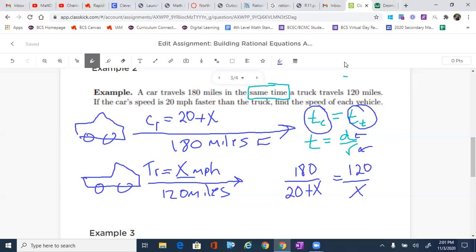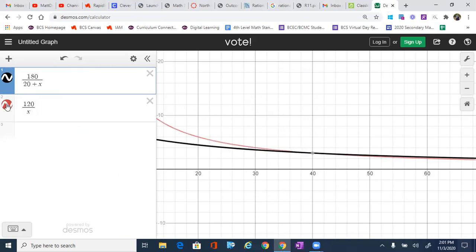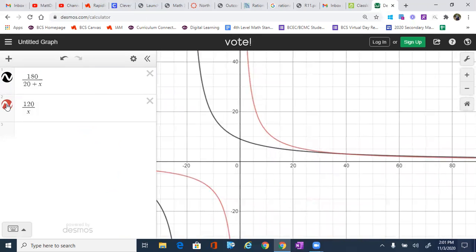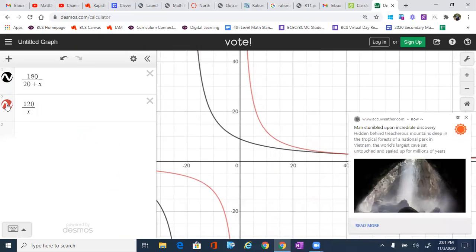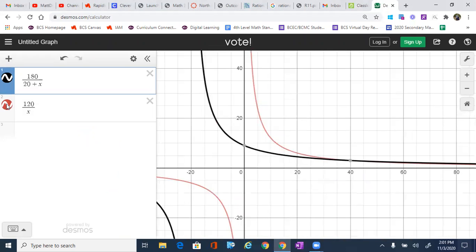Now, all we need to do is come over here to Desmos and plug it in. I've got both equations right there. We're going to plug it in, look at that graph, and look for where they intersect. Something that you should see is that as we work our way down to the right, there's an intersection point where they overlap. So let's go find that.